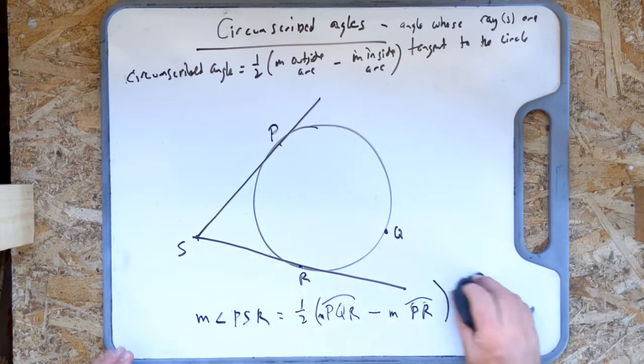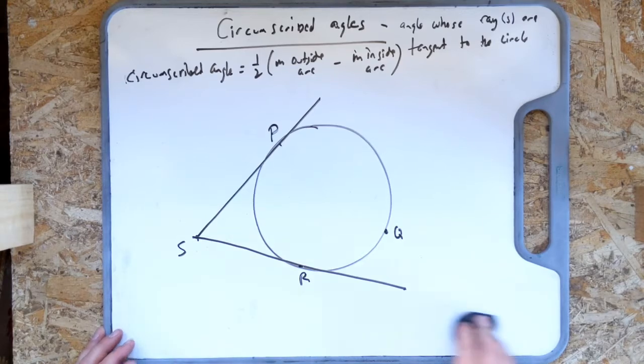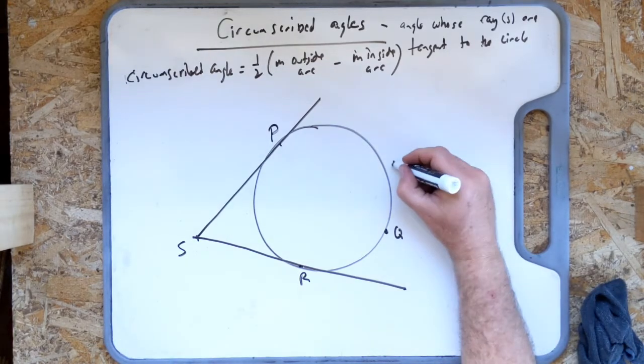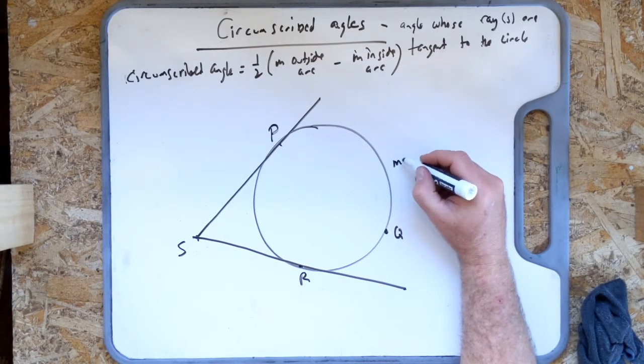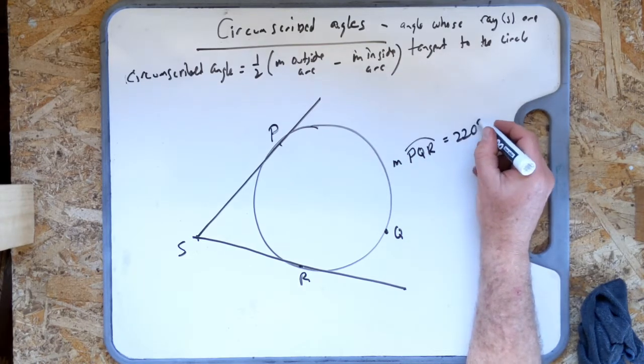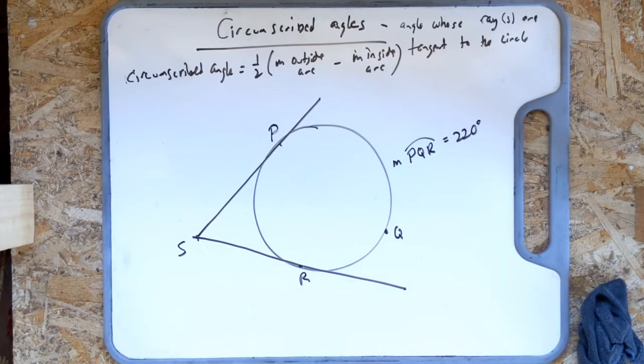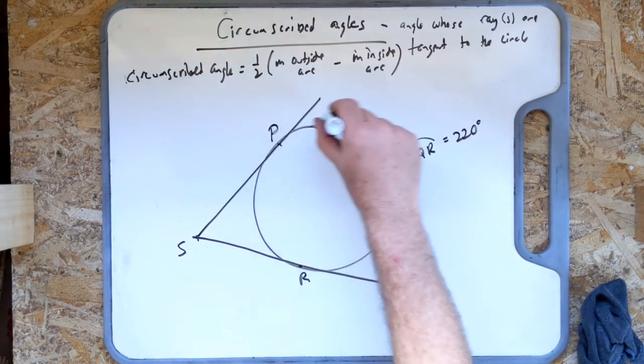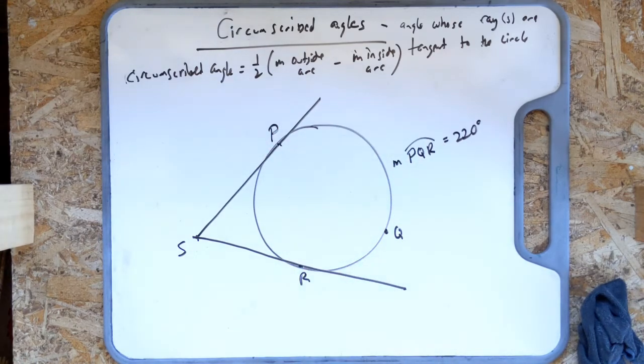Okay, now we're going to do an example of a problem on this. I'm just going to leave the figure here. The measure of the outside arc looks like it's about 220 degrees, so I'll say the measure of PQR is 220 degrees. That's the measure of the arc from here all the way to here. It looks like it's more than half the circle, which would be 180, so 220 seems reasonable. Okay, and the question is, what is this angle?